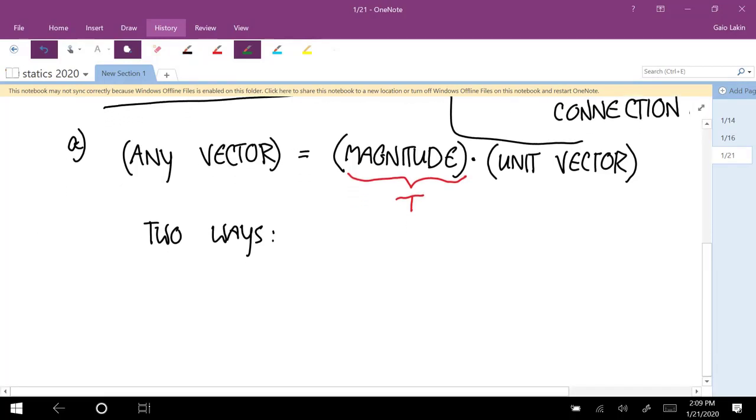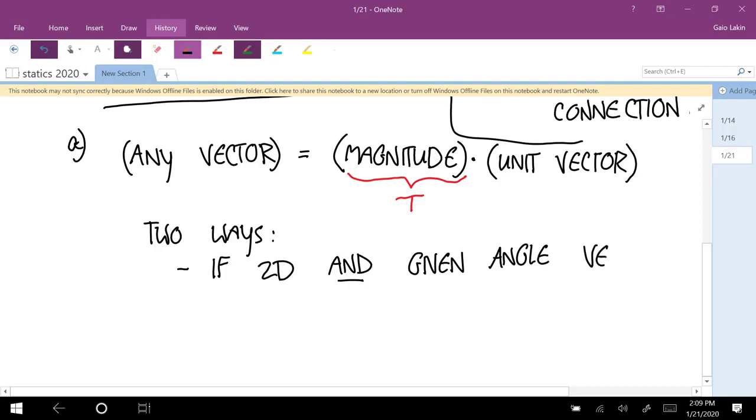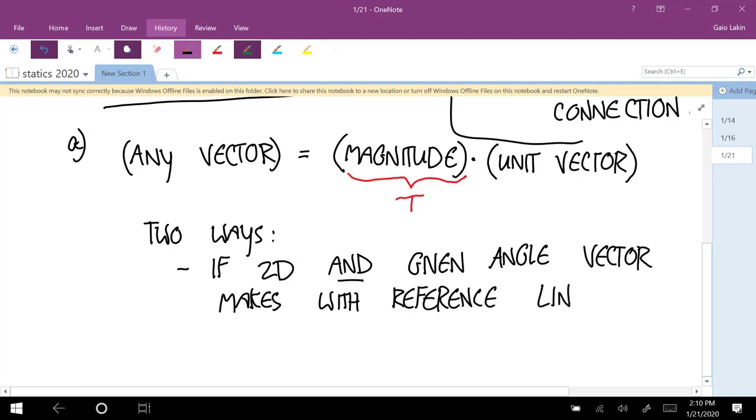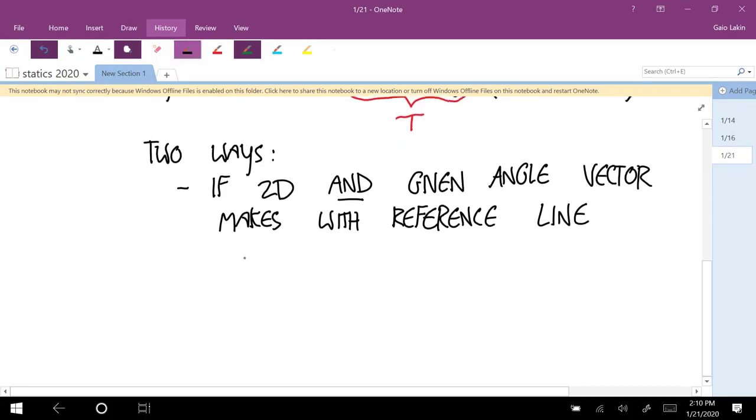So there's two ways to do this. The first way is if you're in 2D and given the angle the vector makes with some reference line, then the unit vector is just going to be the cosine of this angle theta, sine of this angle theta.